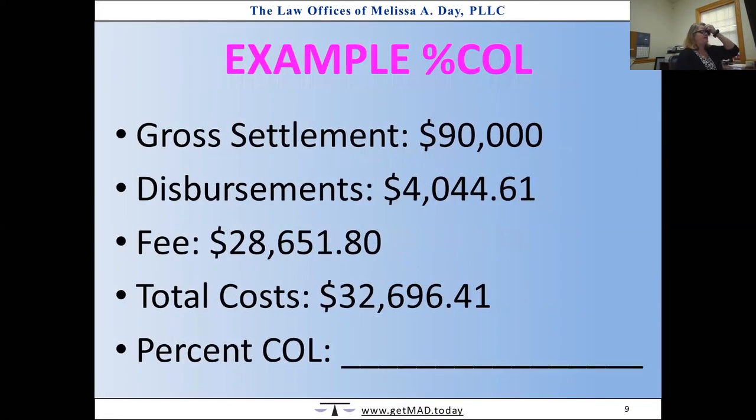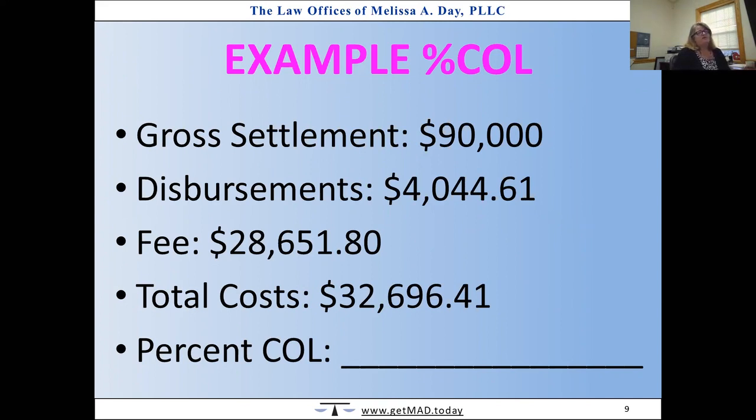This is where you need your pens and pencils and calculators. So I'm going to use this particular case as an example. We had a gross settlement of $90,000. Out of that itemized list of disbursements, I determined that $4,044.61 of those total disbursements were reasonable.